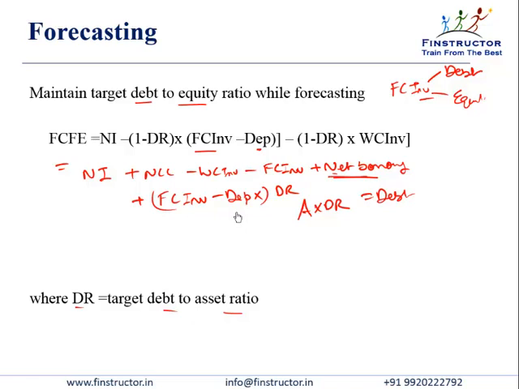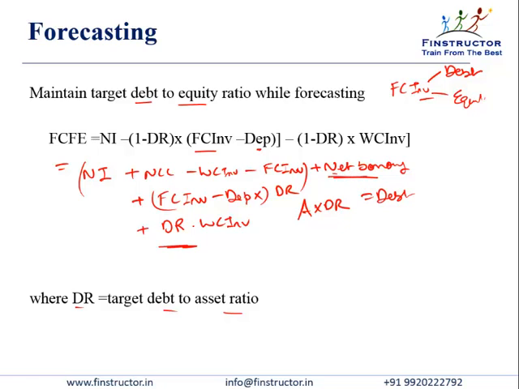Similarly, for the total working capital, if WC investment is being made as an expense, then a part of this has to come from debt. Again, DR into the working capital investment has to come from the debt. So this entire sum will now be our free cash flow to equity. This is the same formula as before, but free cash flow to equity has net borrowings added.